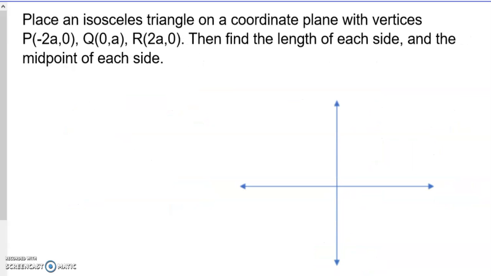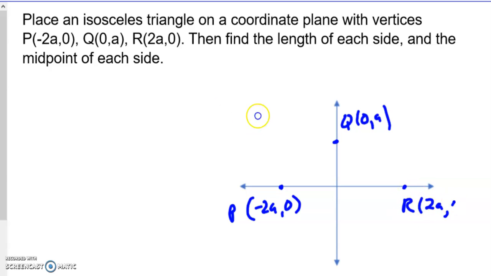Okay. So now we're going to place an isosceles triangle on a coordinate plane with the vertices P, Q, R. So I'm going to go ahead and graph those. I have P is negative 2A, 0. Then I have Q, which is 0, A. And then I have R, which is 2A, 0. Let me go ahead and draw that in. And there's my triangle, okay?